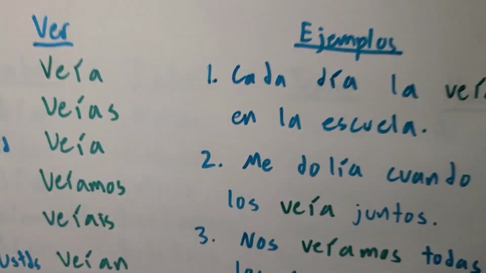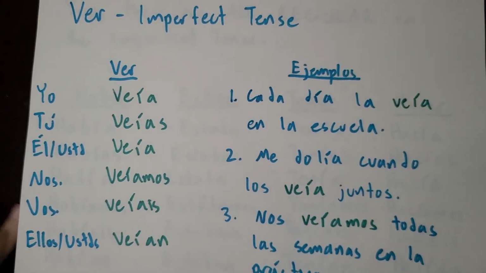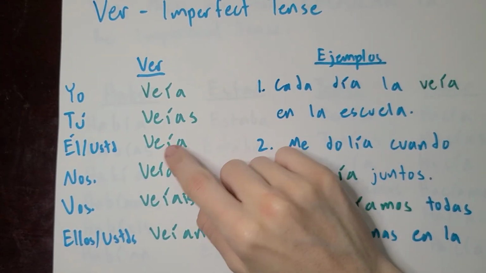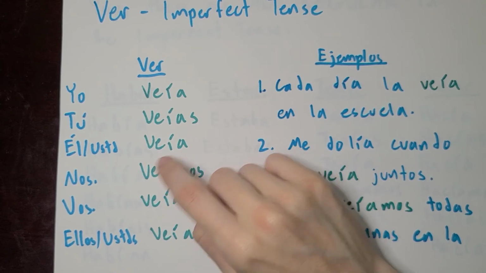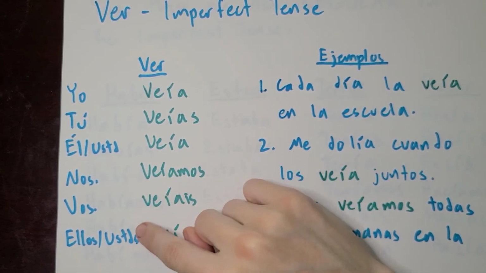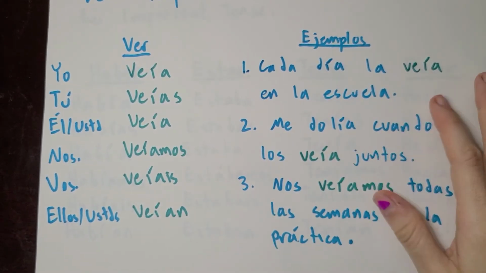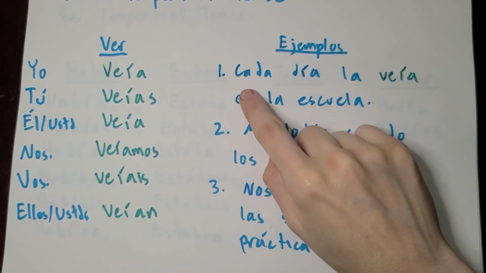Alright, and the last one is ver. Ver means to see. So yo veía, tú veías, él or usted veía, nosotros veíamos, vosotros veíais. Ellos or ustedes veían. Okay, so we have some examples.